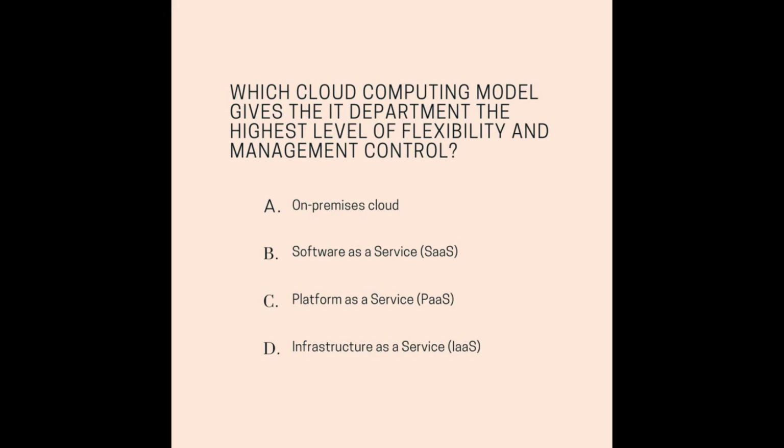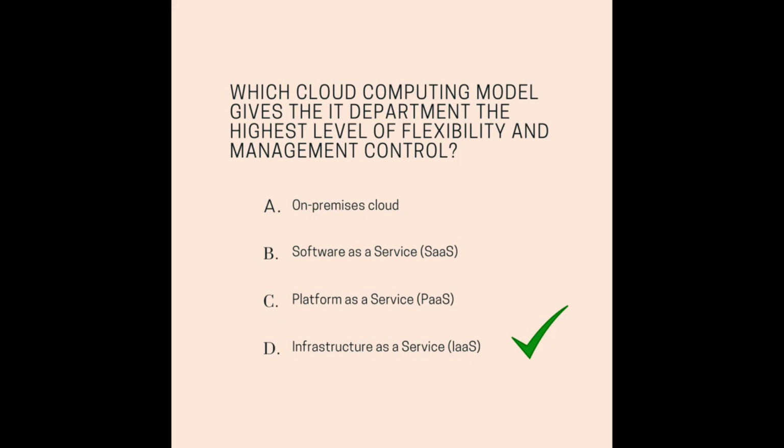Question 4. Answer is infrastructure as a service, IaaS. With IaaS, the IT department have the most flexibility and management control over resources, as only the infrastructure layer is provided by the cloud provider. Everything else is managed by the end customer. This means more control and more responsibility for management.